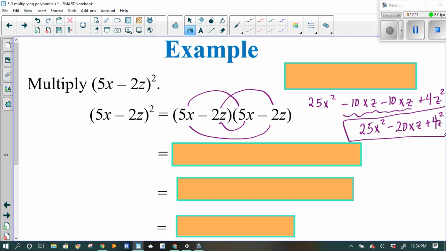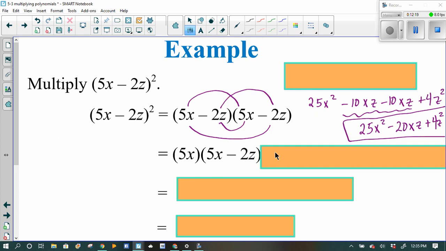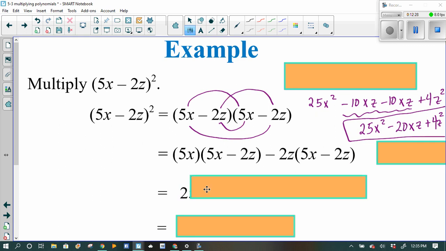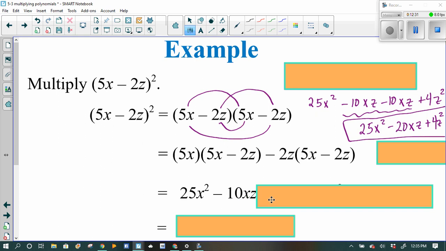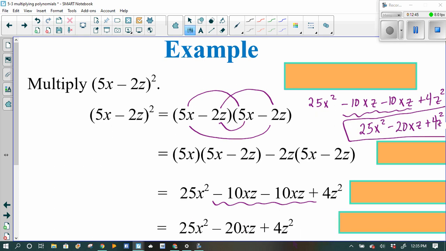And there's the answer. But if you want to take it like they did on the last problem, 5x times the second binomial, minus 2z times the binomial, and then distribute. 5 times 5 is 25, 5 times 2 is 10. Negative 2 times 5 is negative 10, negative 2 times negative 2 is positive 4. And then you would combine your like terms, and you are left with the exact same thing we had up here, 25x squared minus 20xz plus 4z squared.